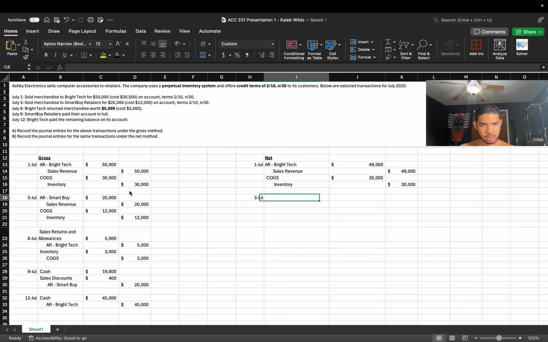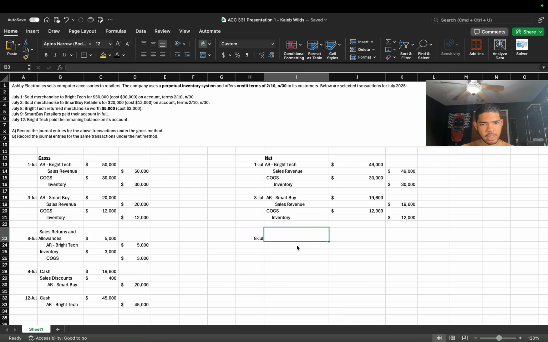So July 3rd is going to be pretty much the same thing, just for Smart Buy. They bought $20,000 worth. We have to multiply that by 0.98 to account for the discount we're assuming they're going to take advantage of. And then sales revenue just has to match. Cost of goods sold is going to go up by 12,000. Still no discount for that. And then inventory has to go down by the same amount.